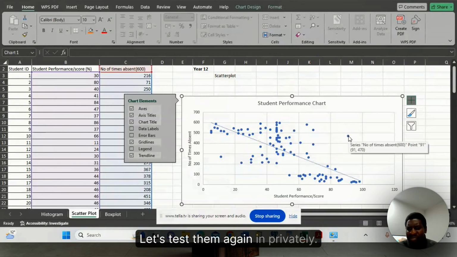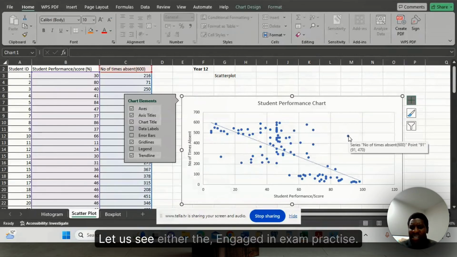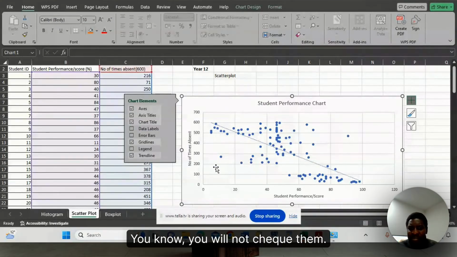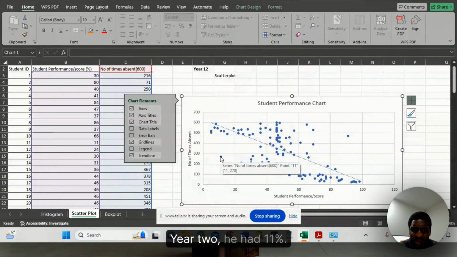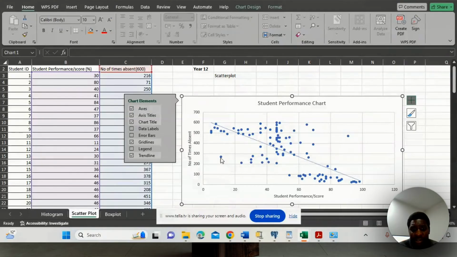Let's test them again privately. Let us see, is it that they engaged in exam malpractice? You will now check them. Look at this one here too. He had 11%, was absent in school 270 times. 270 times, and he had 11%.